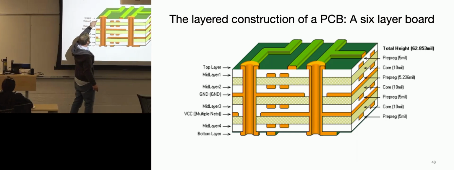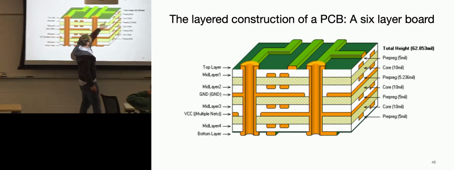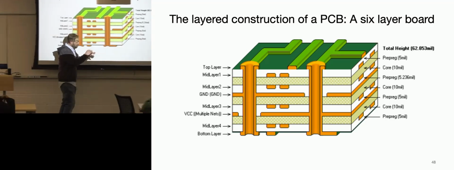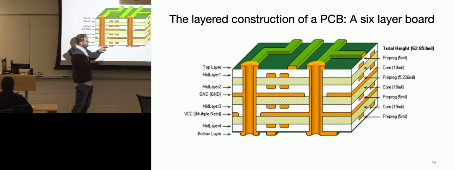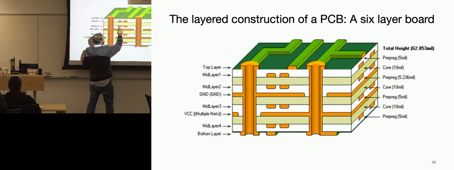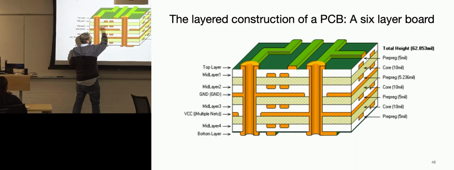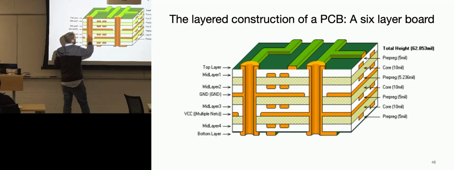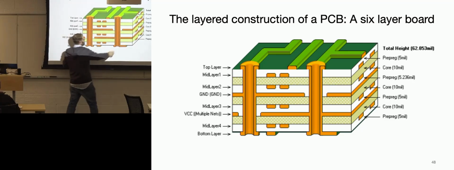So let's see. This right here is the core. So the core comes with copper on top, copper on the bottom, and then they etch away all the stuff. We'll talk about that later. And then they put pre-preg in between, and then they make a big sandwich out of it, and then heat the whole thing up. Each layer has copper on it to begin with, and then they etch away all the places where they don't want copper. Then they'll come through and drill holes through everything.